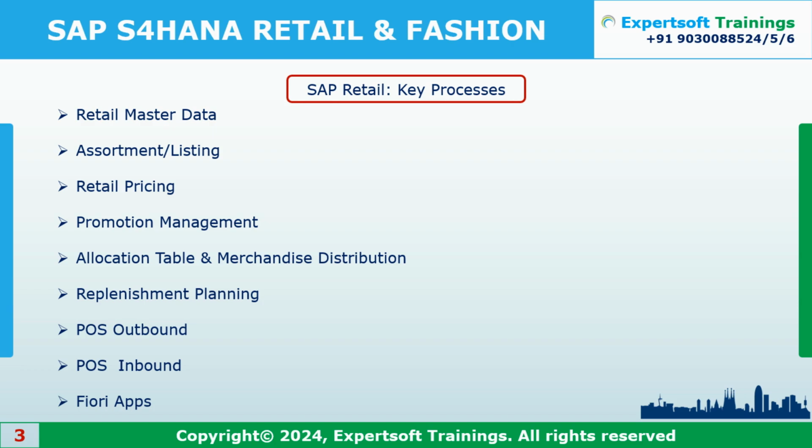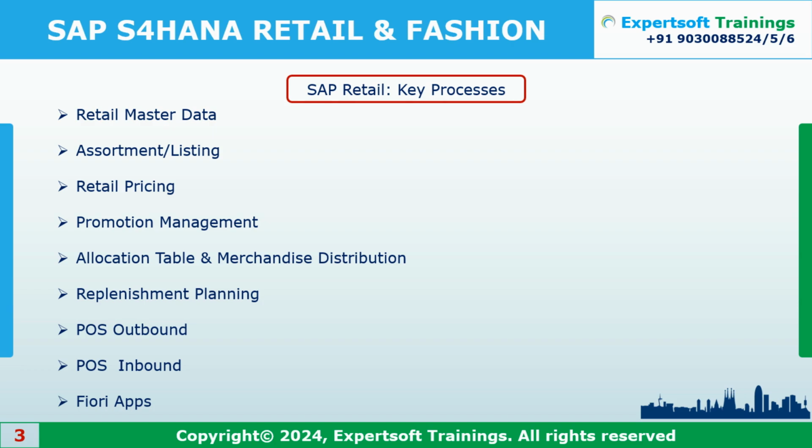Like the push scenario where the DC is sending the stock to the store. Then there is a pull mechanism where the stores are requesting the stock from the DC. The DC in turn is requesting the stock from the vendor, which makes a two-step integrated supply chain management process. And then there is a direct store delivery (DSD) process. So these are under allocation table and merchandise distribution.